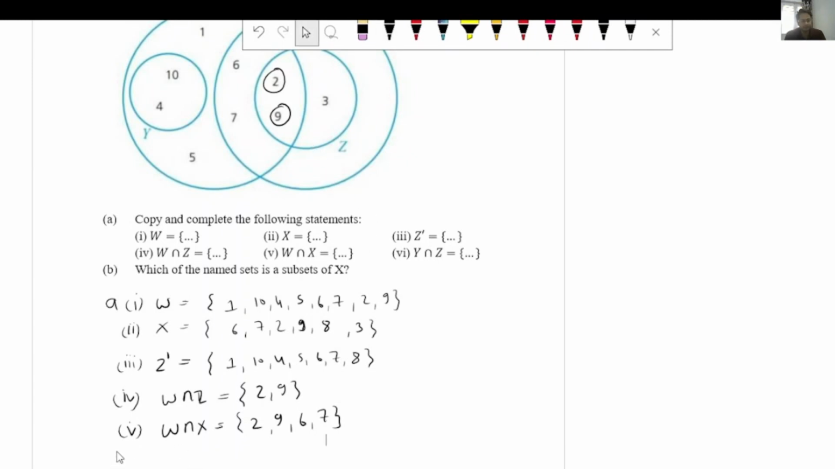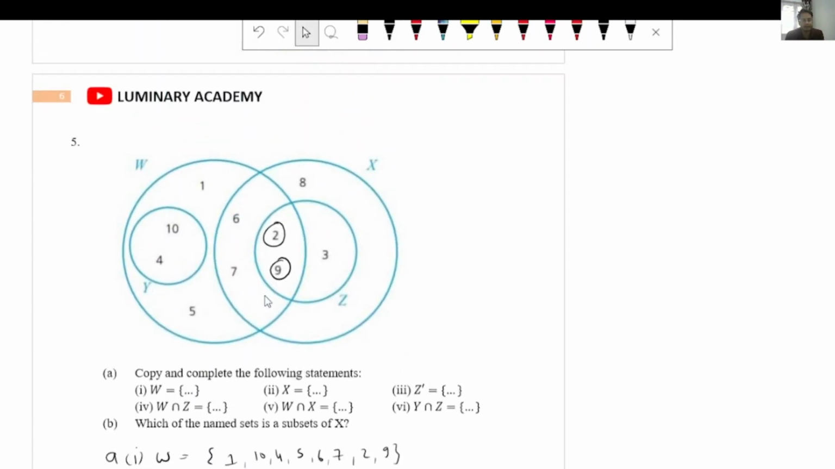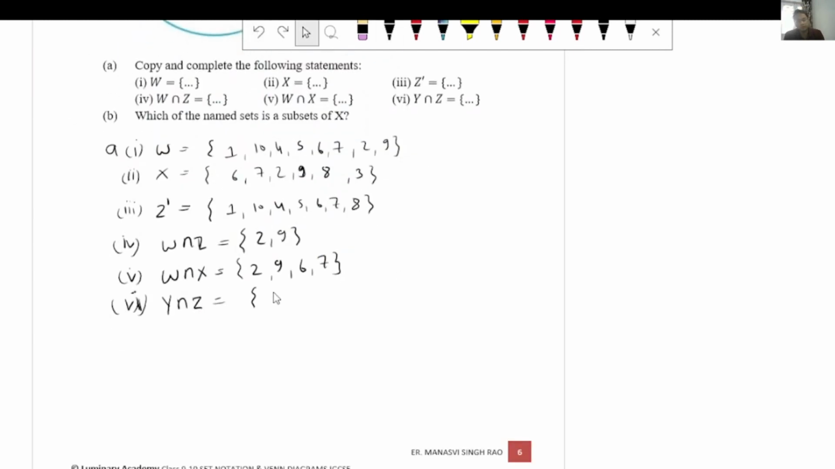In the sixth part it is given that y intersection z. What is common between y and z? So there is no common part. See, this is your y, this is your z. There is no common part between these two. So that's why we'll write only the empty set. This is the sign of nothing being common, so that is the empty set.